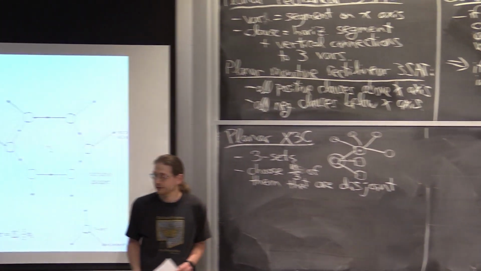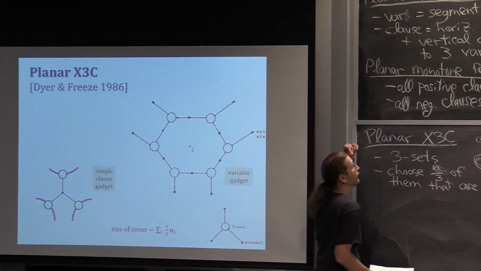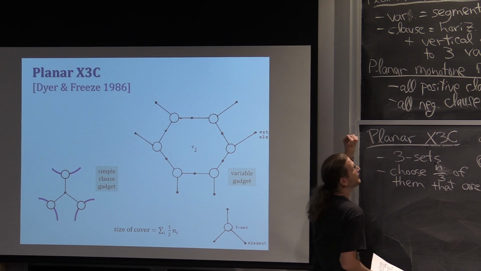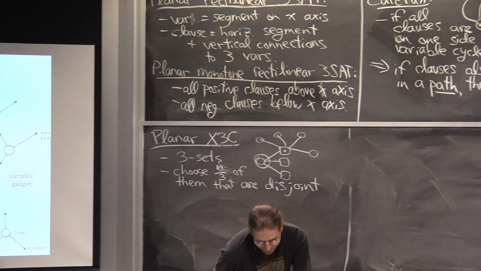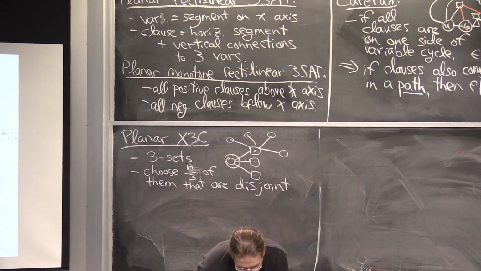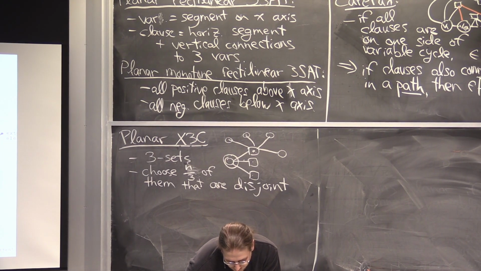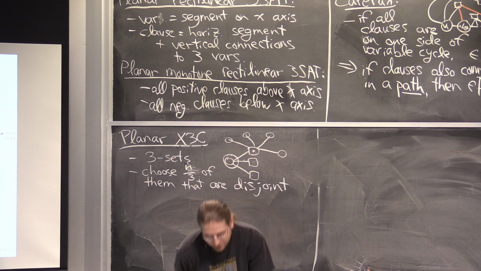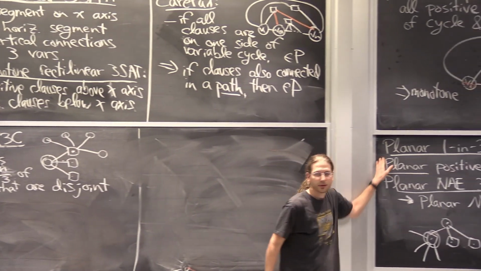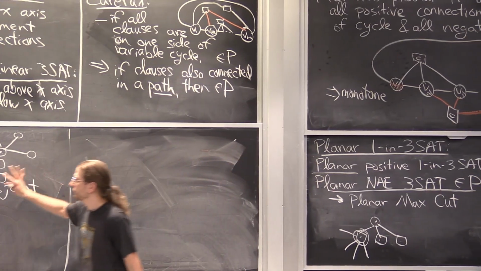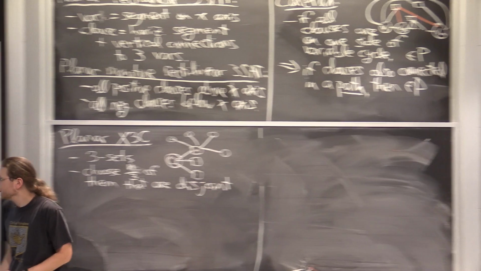Dyer and Fries, it's the same people that proved one of these many problems is hard. I think I'll look back. Planar 1 and 3 SAT. Okay, so no surprise. So we're going to reduce from planar 1 and 3 SAT to this problem, prove that this is hard. And here's a very simple proof.